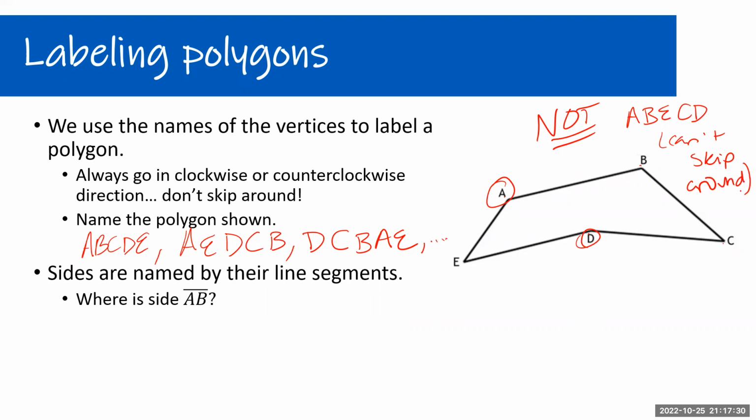Now the sides we refer to by their line segments. So here, where is side AB? This is going to be side AB, because this line segment goes from A to B.